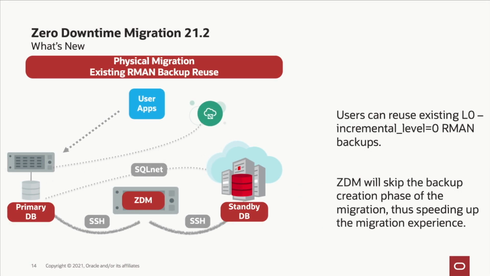Now, as mentioned, physical migration requires the use of RMAN to create a backup, right? ZDM will normally go and create a L0 backup and L1 backup, and then transfer them to a backup location to instantiate the standby in the target. But if there's an existing backup, you can actually point to it, and ZDM will then skip the backup creation phase of the migration and provide a faster migration experience for you. That's of course optional, and if you don't want to do this, then that's fine. ZDM will then proceed as expected, which is creating the backup from scratch.